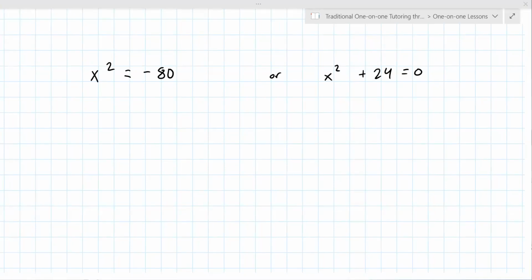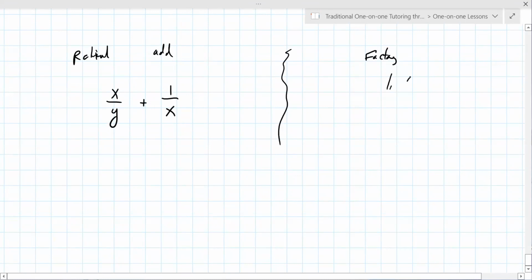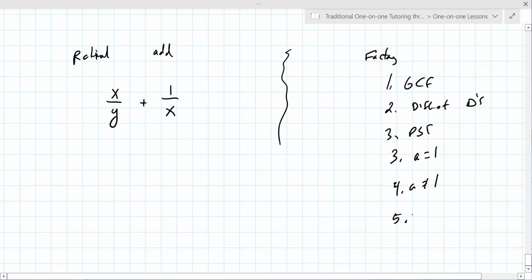So I thought we could do either factoring or rationals. A rational would be something like x over y plus 1 over x. These are rationals that you have to add, for example. Or we can talk about all the different types of factoring. There's the GCF, the difference of squares, perfect square trinomials, a equals 1, a not equal to 1, grouping, etc. Which direction would you like us to go in?